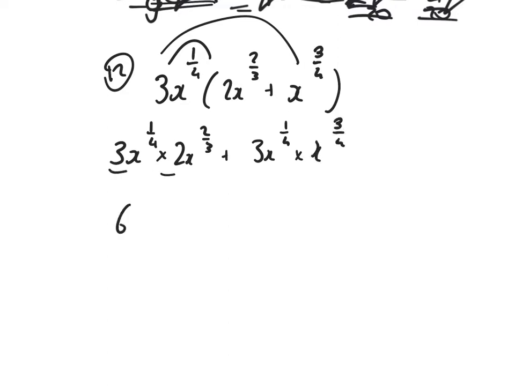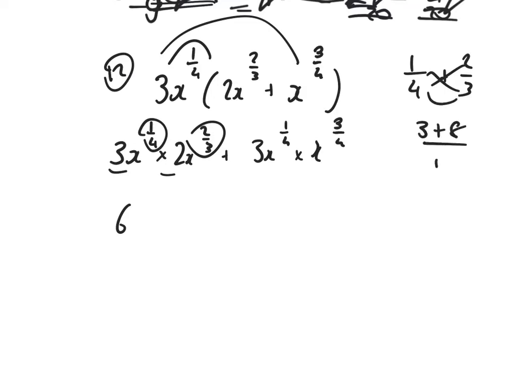Okay, so 3 times 2 is 6, and now I need to add the powers. So, keep, switch, and... 1/4 plus 2/3. So that will be 3 plus 8 over 12, which is 11 over 12. So that's 6x to the 11/12.